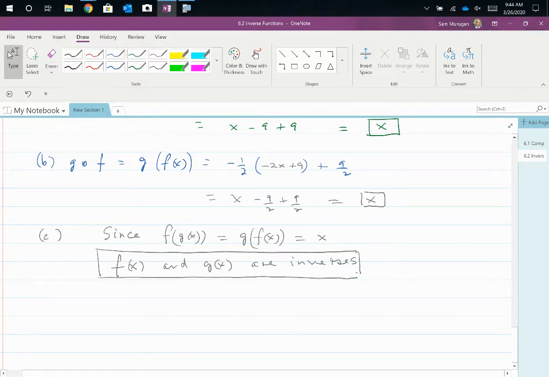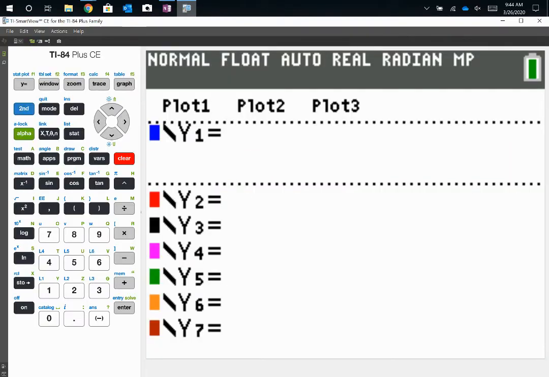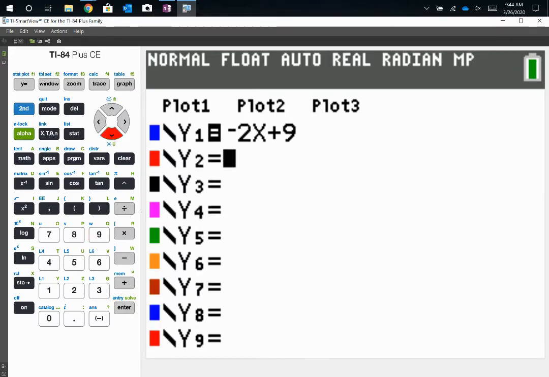I wanted to go ahead and graph these two functions and show you what I'm seeing on my calculator. So I've got negative 2x plus 9, and my second function is negative half x plus 9 over 2.